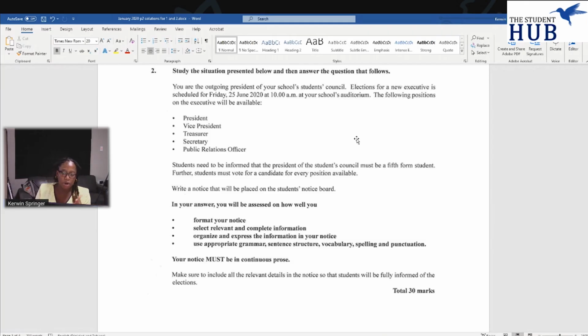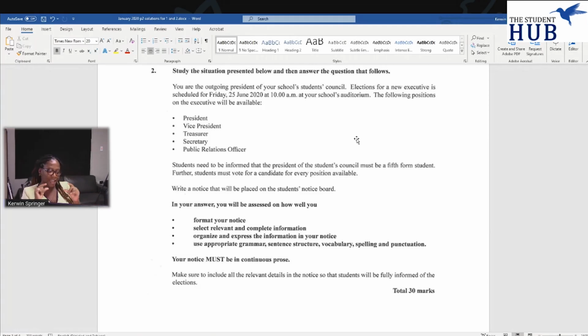So here in this particular prompt, they talk to us about the fact that you are the president of your school's student council, that there are elections and they give us a date and time and a place. All right. And then they tell us the positions that will be available, because remember, this is an election. And then they also talk to us about the fact that you need to tell them that the 5th form students can only be the ones counted for the president position, nobody else. You also need to communicate to them that students must vote for every position available. And then they tell you write a notice.